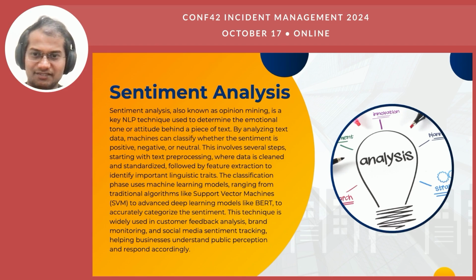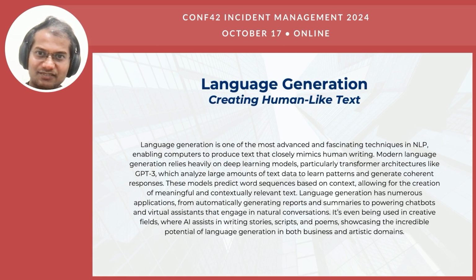Let's move on to language generation. Language generation allows machines to produce human-like text. This is often achieved using models based on transformer architectures such as GPT-3 and GPT-4, which learn from vast amounts of text data to generate meaningful and coherent responses. Language generation has many practical applications, including chatbots, automated reporting, and summarizing content. It even extends into creative fields, where AI assists in writing stories, scripts, and poetry. While generating coherent text is a challenge, ongoing advancements are continuously pushing the boundaries of what's possible.